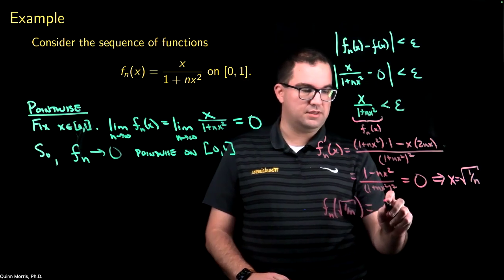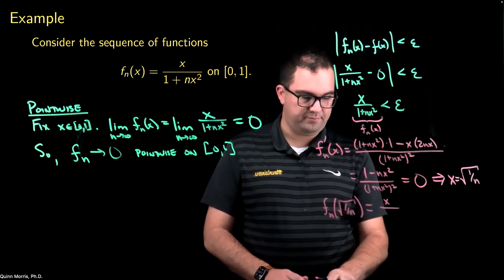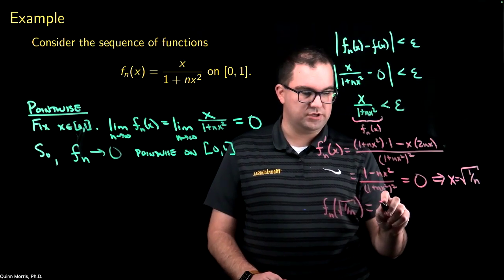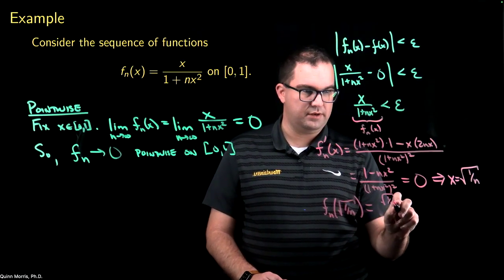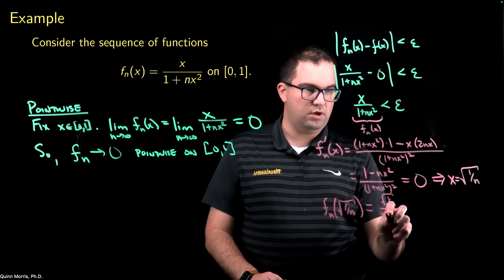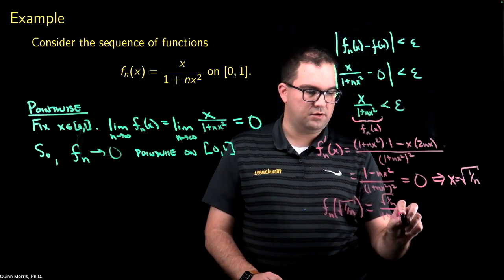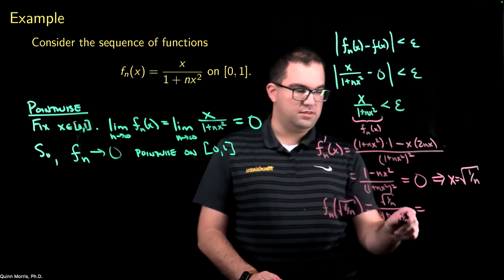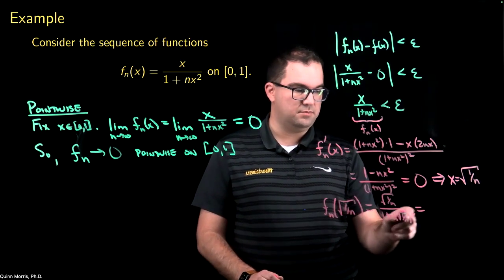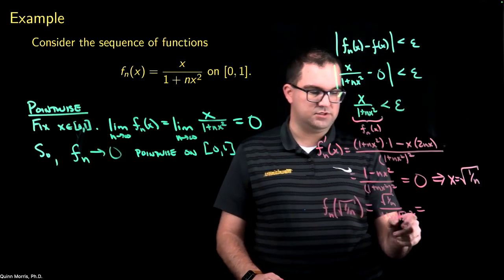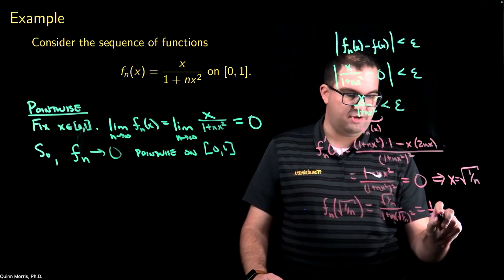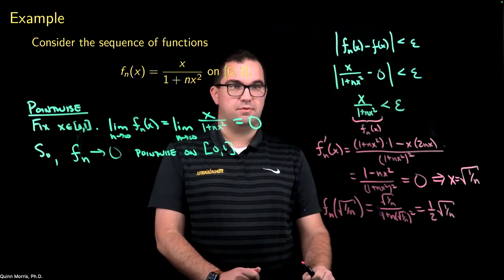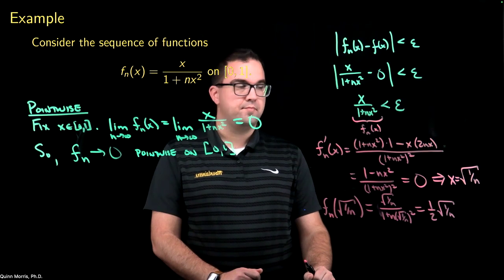Okay. So if I plug this in, oh, sorry. So plug this into my original function here. So this will be the square root of 1 over n divided by 1 plus n times the square root of 1 over n squared. Okay. This quantity in the denominator just becomes a 1. So 1 plus 1 is 2. So I'll get a 1/2 square root of 1 over n. And that is my maximum value, right?